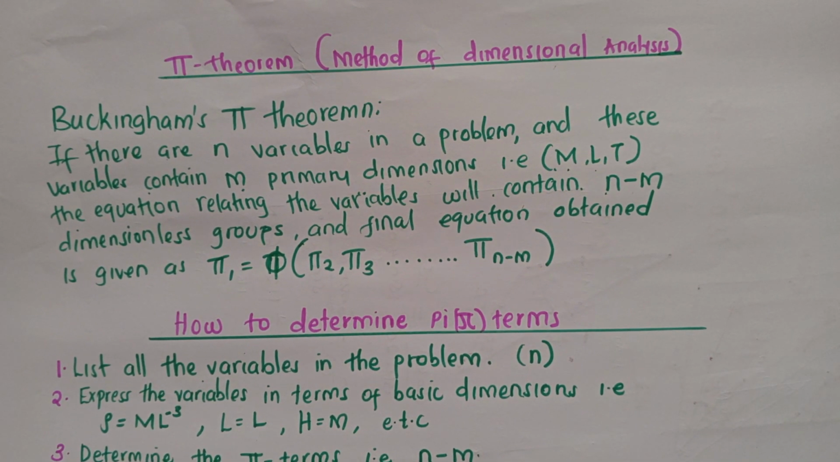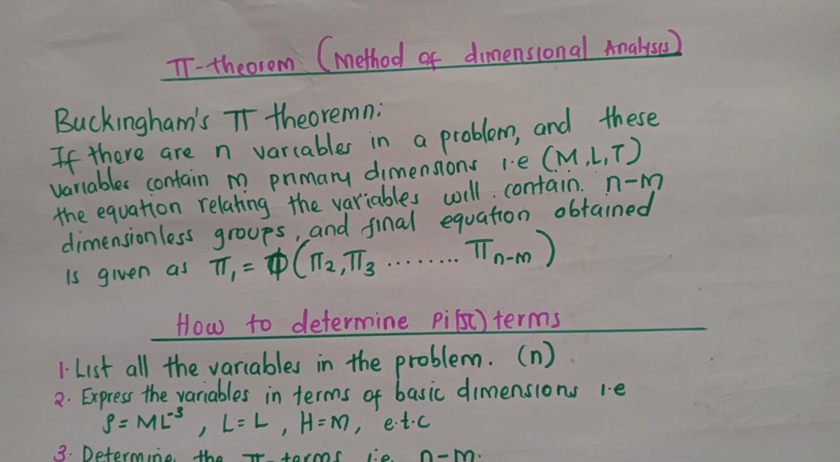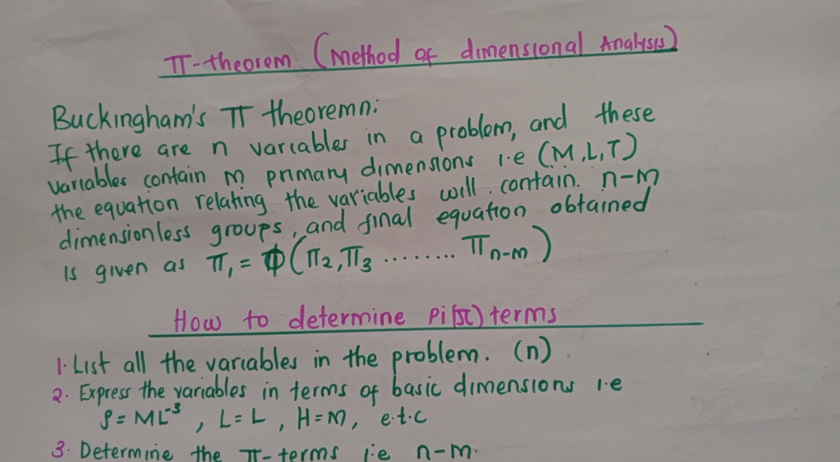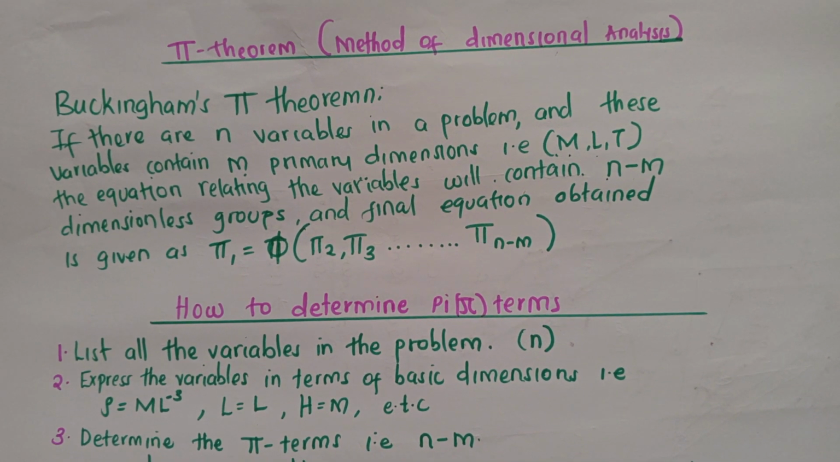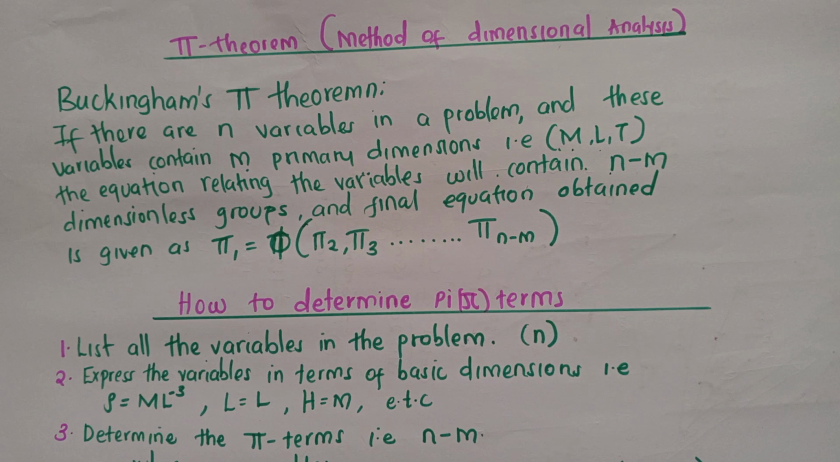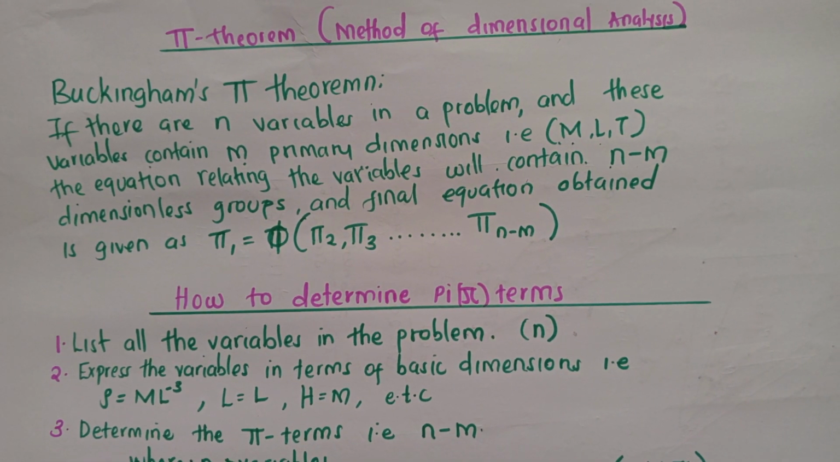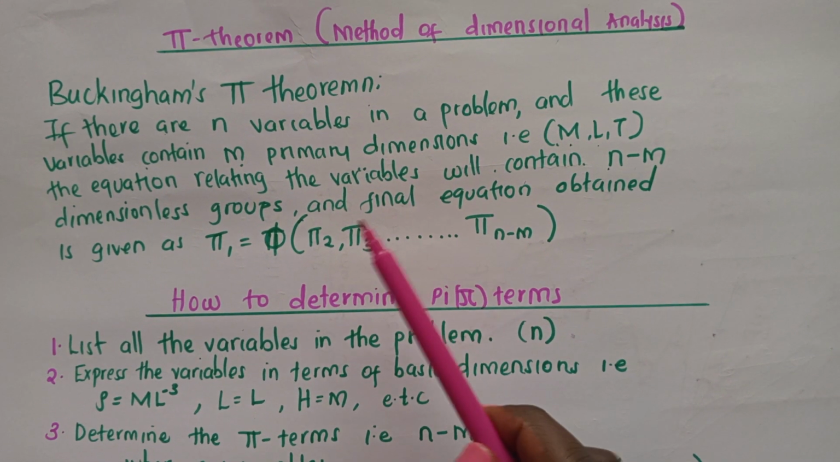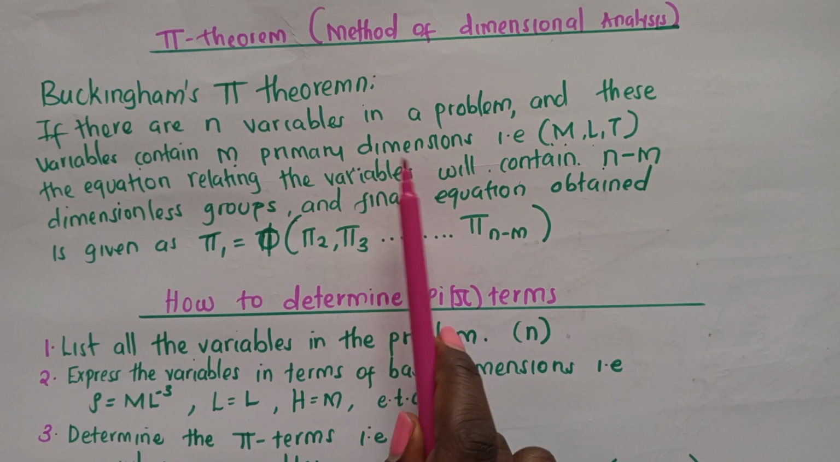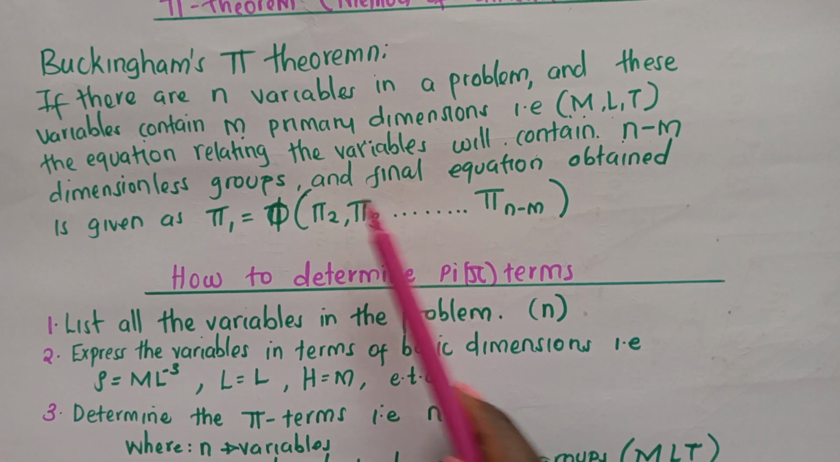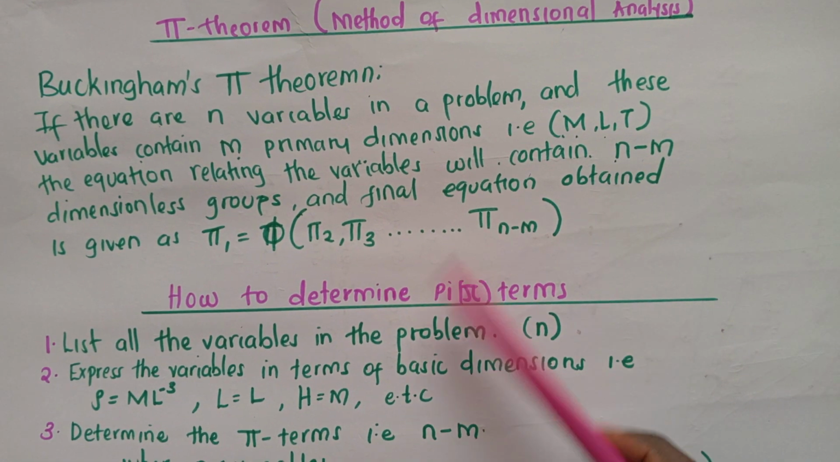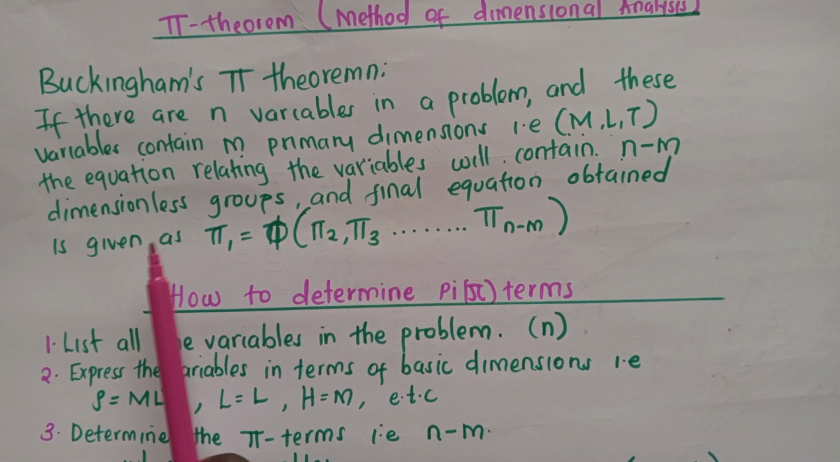We are still learning dimensional analysis, and today we're going to do one method that is called the pi theorem. So Buckingham's pi theorem states that if there are n variables in a problem and these variables contain m primary dimensions, the equation relating the variables will contain n minus m dimensionless groups or pi groups.